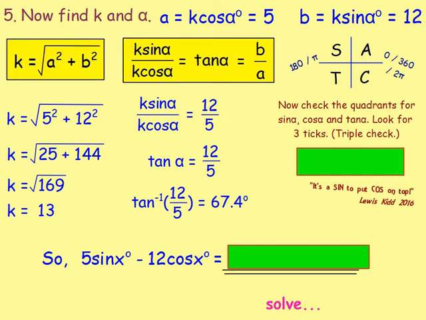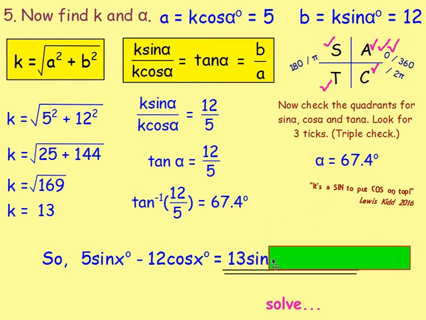Remember, you need to check which quadrant you are using, so you want to think, right, well, cos here is a positive, and cos is a positive here, and here. Sine is a positive, sine is 12, that's a positive number, so sine is positive here and here. And tan alpha, well, that's a positive number, and tan is a positive here and here. So you want to use the acute angle, meaning then that alpha will be 67.4 degrees. From there then, we have 13 sine x minus 67.4.